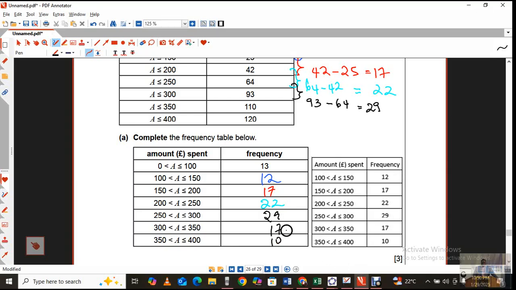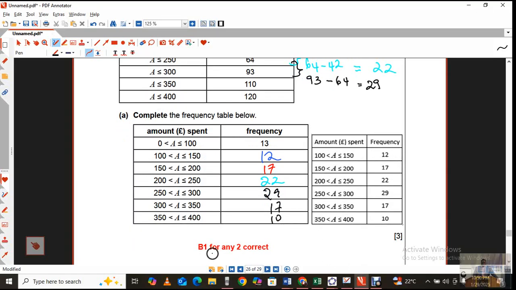How do they mark this? They give you one independent mark for 2 correct. So if you have 2 correct, it's 1, 2, 3, 4, 5, 6. So it's 3 marks. If you get all of them correct, it's 3 marks. But if you only have 2 correct, any 2, then you get 1 independent mark for that.